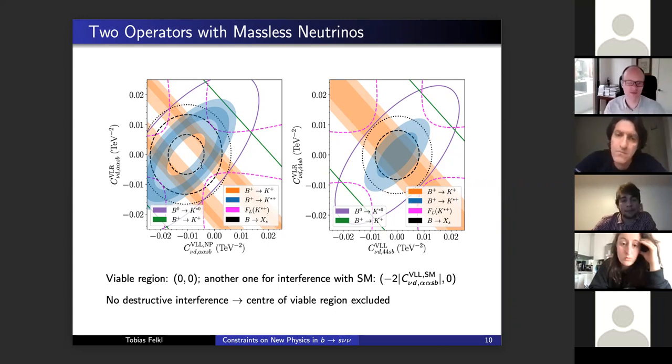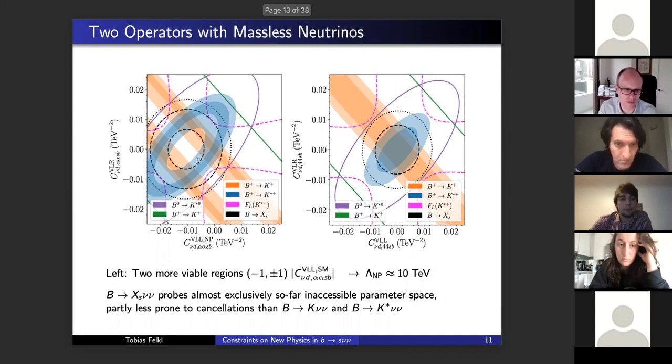Another difference between the two plots is that here we have this excluded white region turning up in the middle of the structures here, in the middle of these straight bands, and in the middle of this ellipse here. And this just reflects our assumption again that destructive interference cannot be too efficient, because otherwise we would just kill the standard model contribution and Belle II would not measure anything.